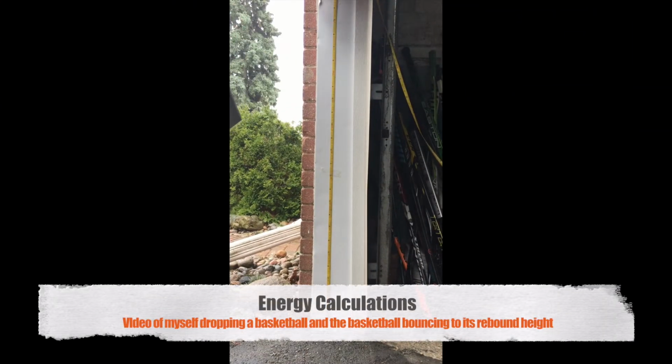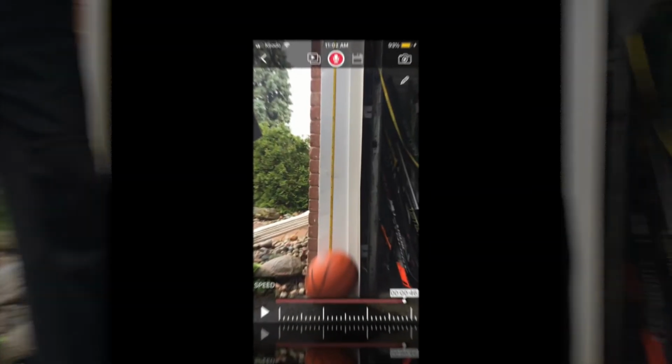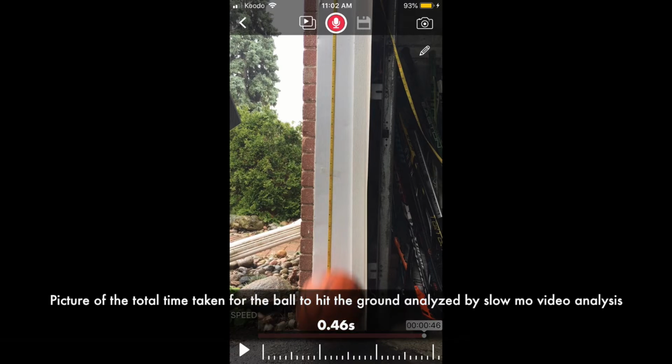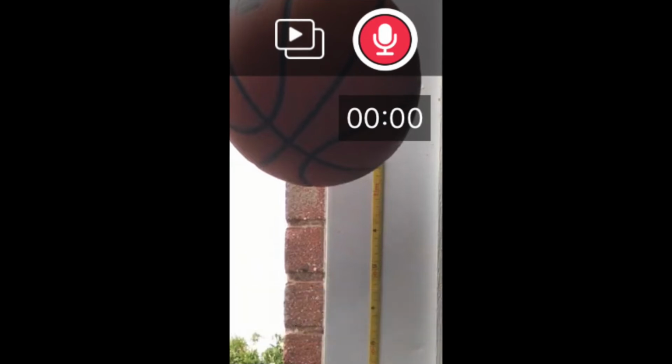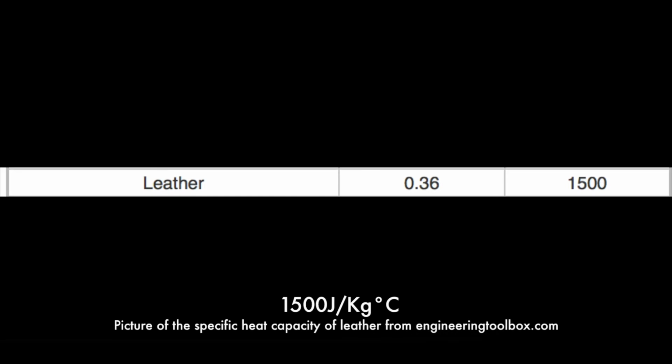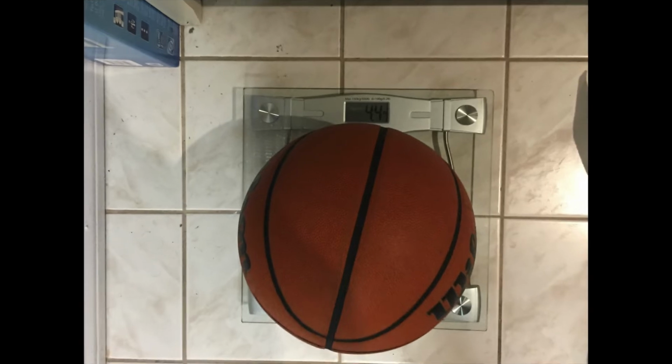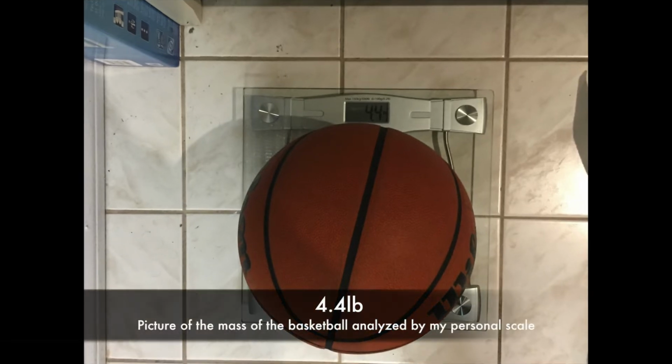For my energy calculations, I taped a measuring tape to the wall and recorded myself dropping a basketball and the basketball bouncing to its rebound height. Then, using slow-mo video analysis, I was able to find the total time taken for the ball to hit the ground. Also using slow-mo video analysis, I was able to find the rebound height of the ball. I then found the specific heat capacity of leather from engineeringtoolbox.com. And then again using the mass of the basketball, which I got from my personal scale.